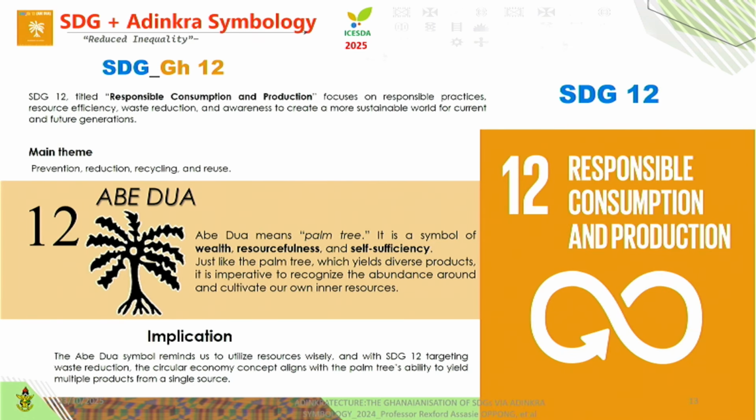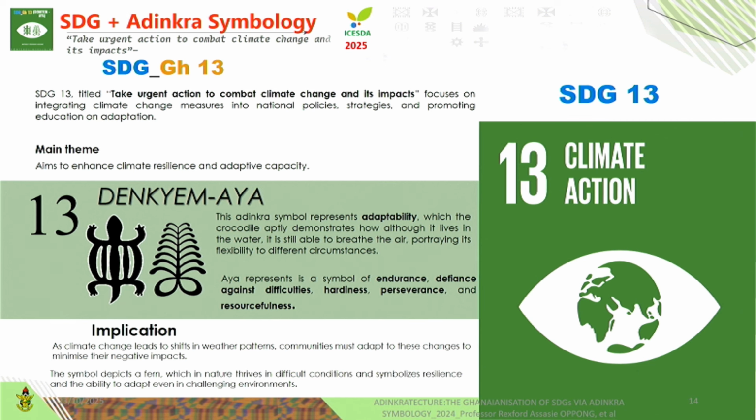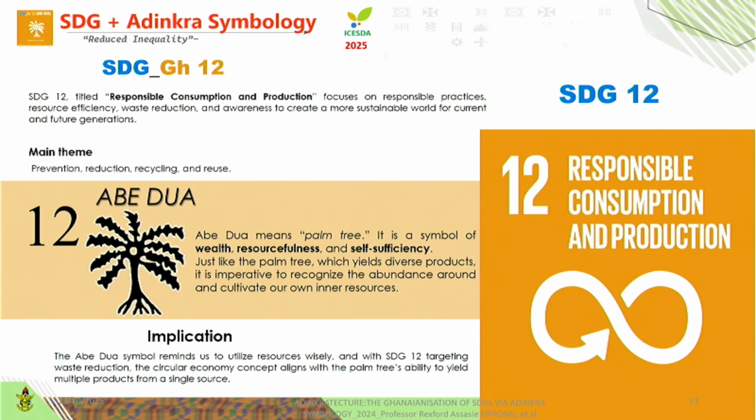Then SDG 12 is on responsible consumption and production, and looks at reducing wastage, promoting recycling. And the Adinkra symbol we chose was the Abedru. The palm fruit is a very resourceful plant. Almost every aspect of the palm tree can be used, even the waste. Our mothers use it to light their charcoal. So it's very resourceful. We use this to bring out that picture.